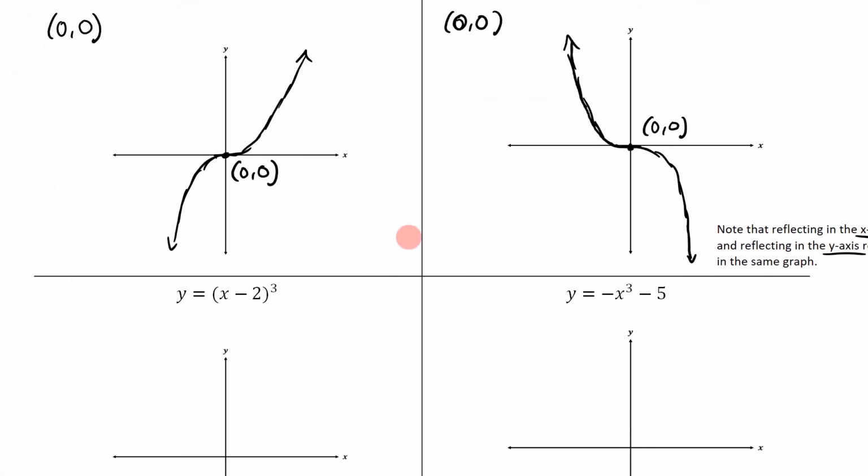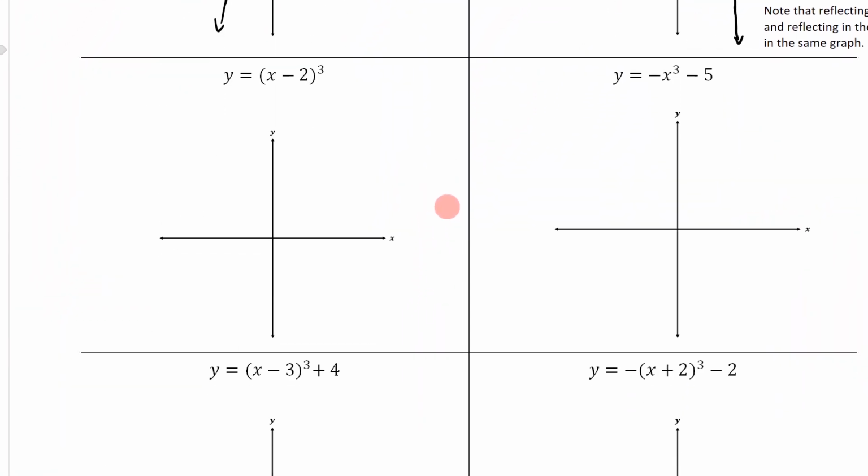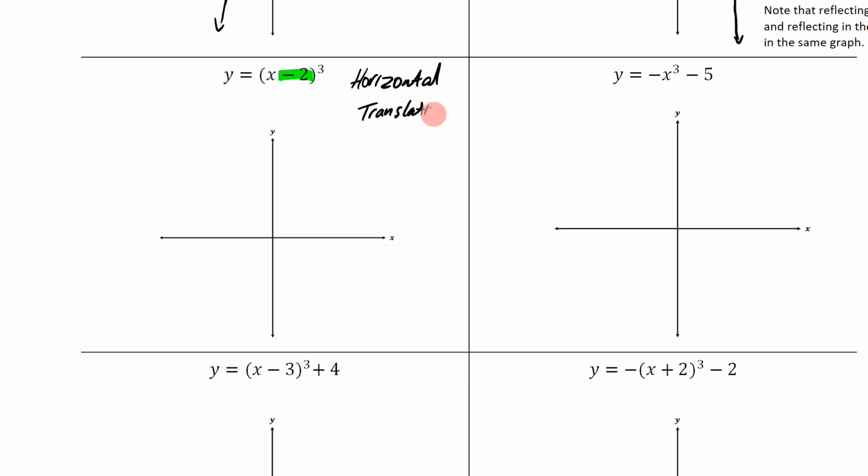Let's come on to this one right here. What's happening here is I have this -2. And what's that doing? That is causing a horizontal translation. And that is going to affect my point of inflection. My point of inflection is going to be 2, 0. It's going to be moved over here. It's going to go up, it's going to go down. So that right there is 2, 0. That's my point of inflection. I have a horizontal translation happening here.